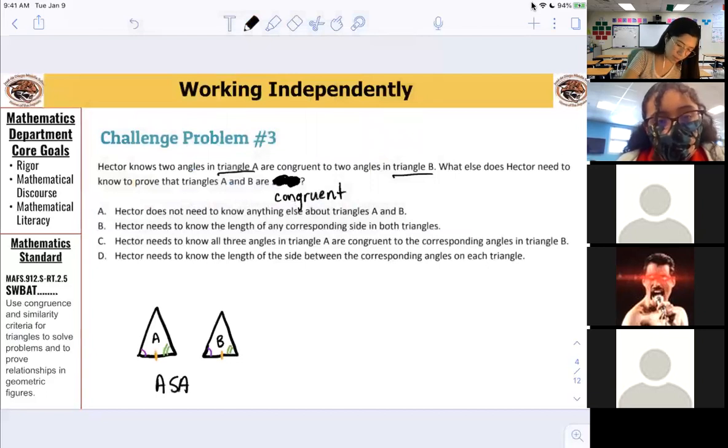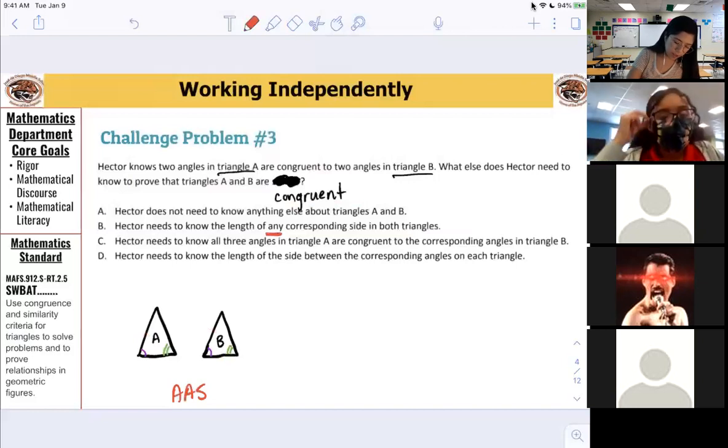And answer choice B says the length of any corresponding side. So the question is, what if instead of this one in the middle, they had highlighted this one over here? Oh, that could work too because of AAS. Right, that would be AAS. So would it be two possible answers? Well, hold on. And then what if they chose to make this one congruent? Would that still work? Yeah. What would that be? AAS too. That would also be AAS, okay?